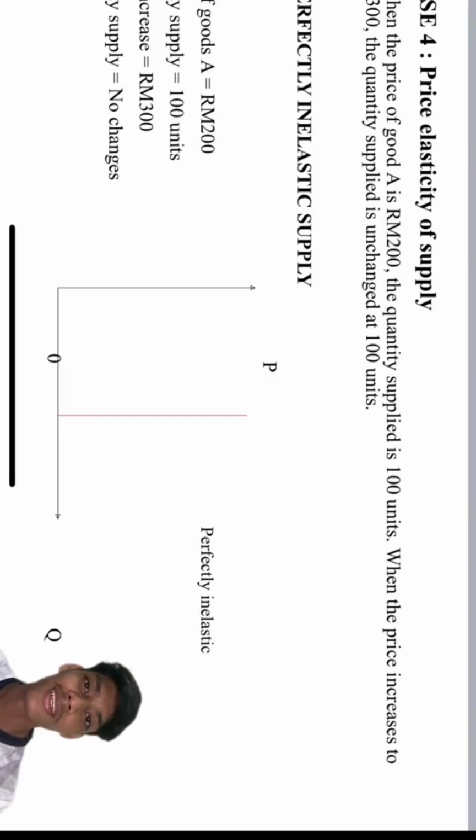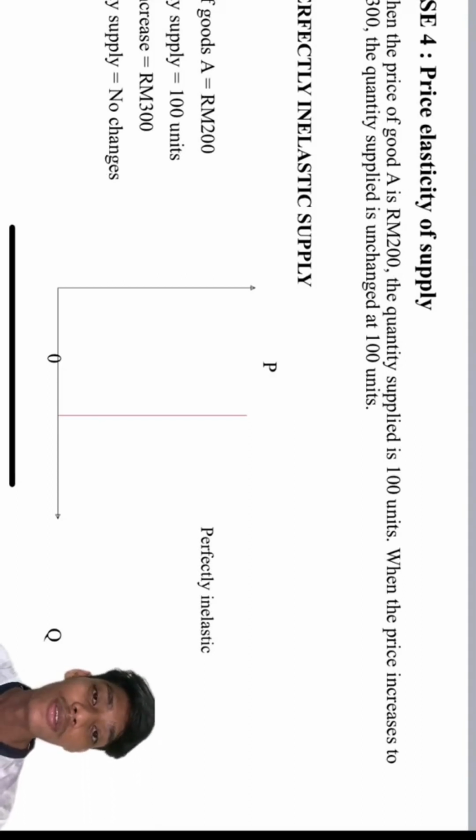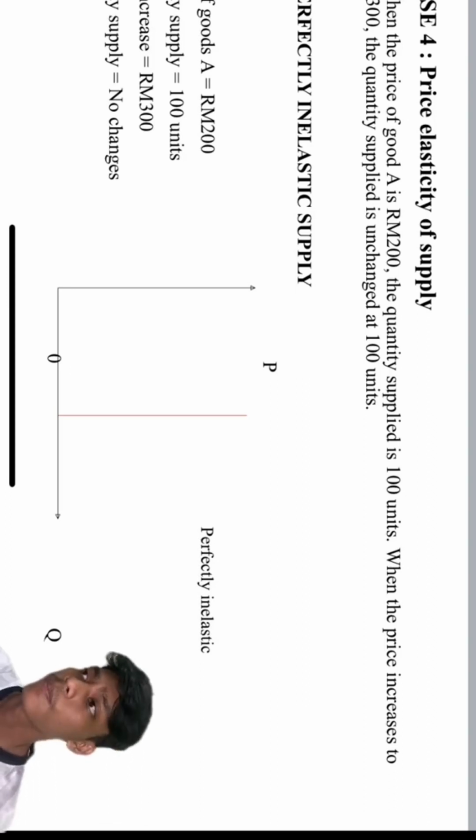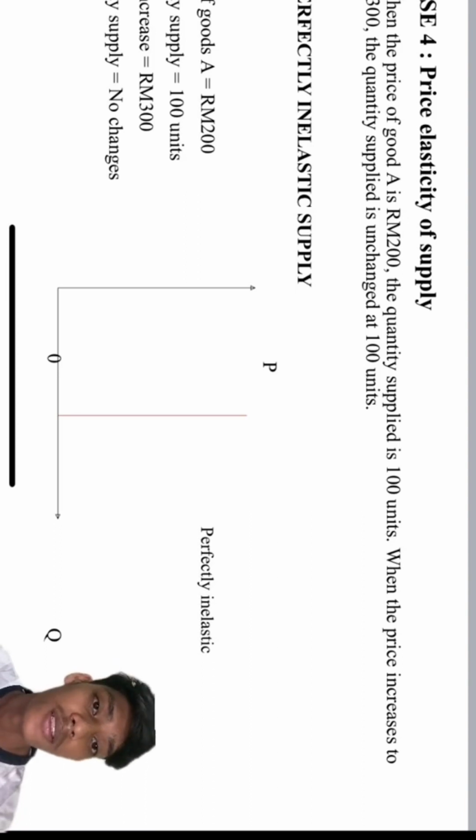I will answer question 4, which is price elasticity of supply. For question A, when the price of good A is RM200, the quantity supplied is 100 units. When the price increases to RM300, the quantity supplied is unchanged at 100 units. So the graph shows that it is perfectly inelastic supply, because the quantity supplied is unaffected by a change in price.